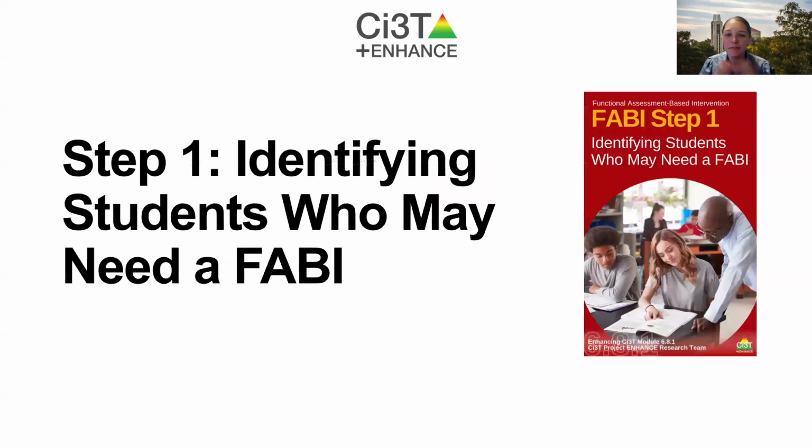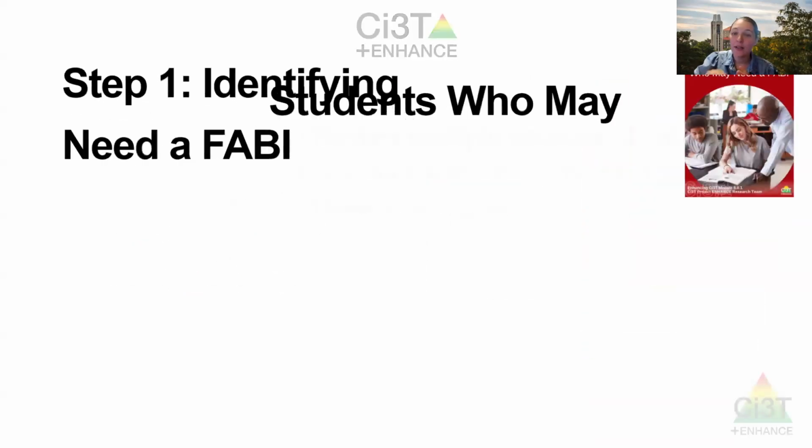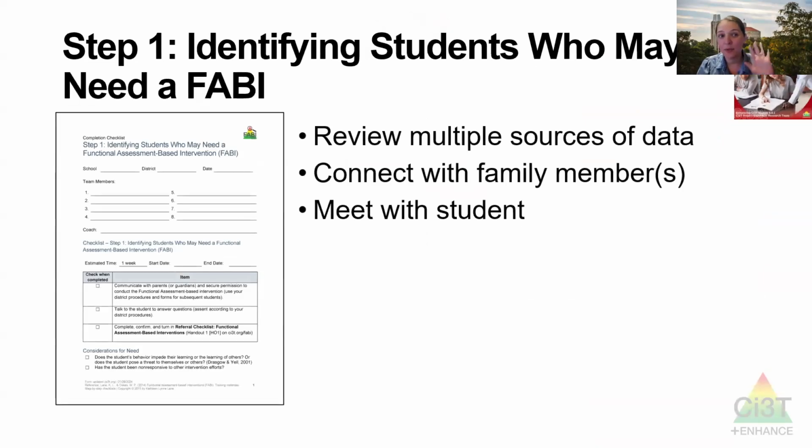All right, step 1, identifying who might need a functional assessment-based intervention. There are 3 big pieces that are happening here. And what you see there on the left is the step 1 checklist. And that's just an example of how this is manualized for you. That's something you can download from our website. It's also featured in the book. And it just walks you through the things that are happening during step 1 that you're then able to edit as you're going through to help guide that team's process.